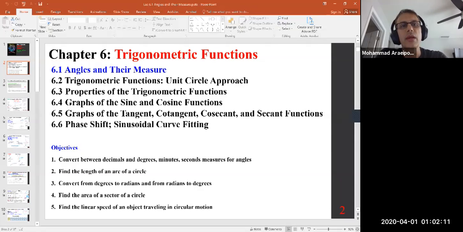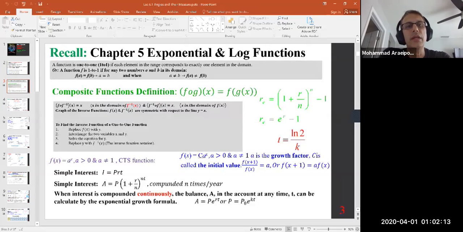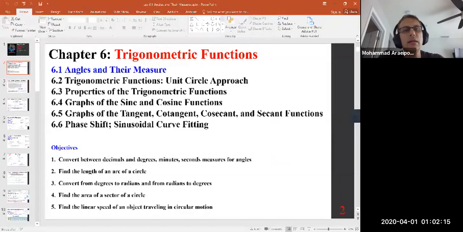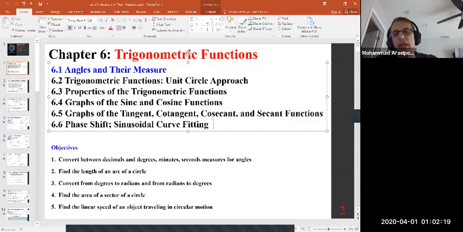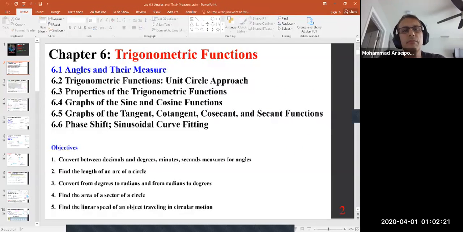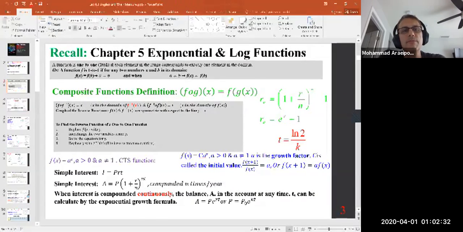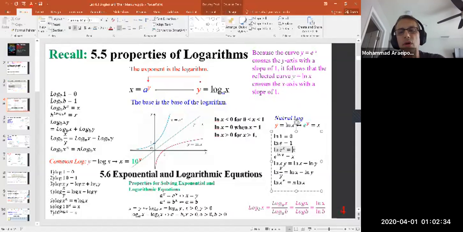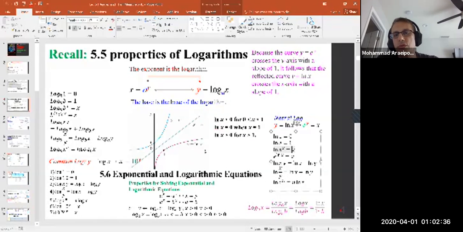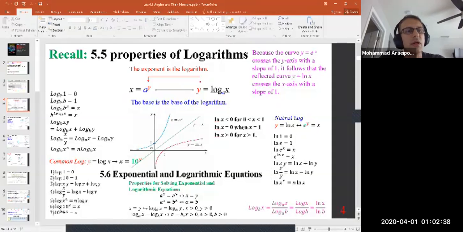So, with that being the case, we have chapter 5 here, the synopsis of that. We went over chapter 5, composite functions, exponential and log functions. We just had an exam on that. Some properties of logs are extremely important for us to know, so you want to be very comfortable with those. Okay.